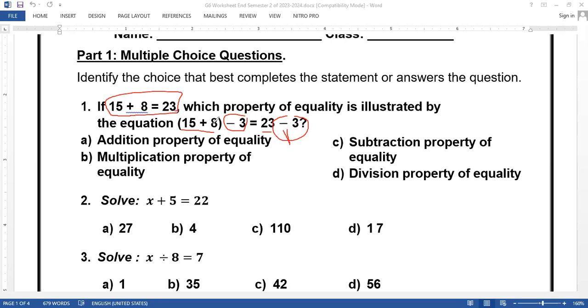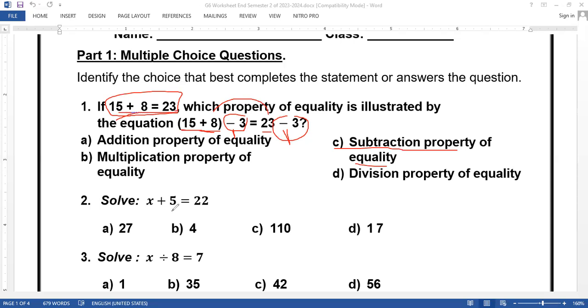We minus 3 from both sides, because this 15 plus 8 is the basic equation, the first equation, so we don't care about the operation in it. So what happened to the existing equation? We minus 3 from both sides. Because we subtract 3 from both sides, this means we used the subtraction property of equality. Here we have addition, but we don't care about the first equation. We care what we did on the second equation.